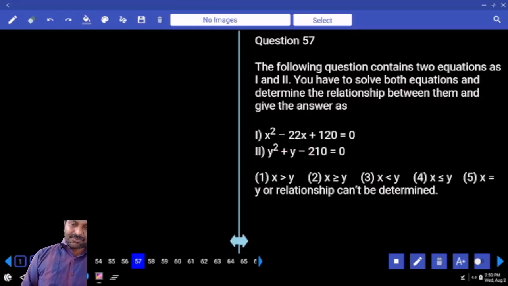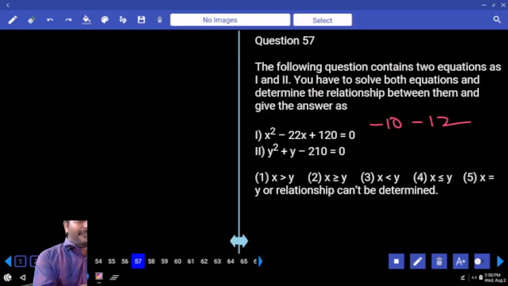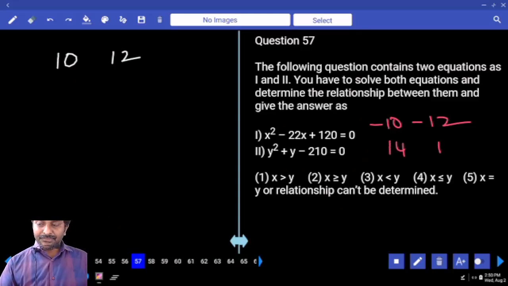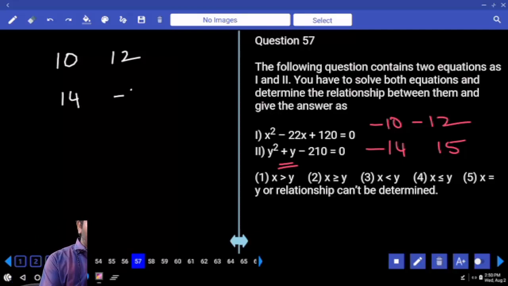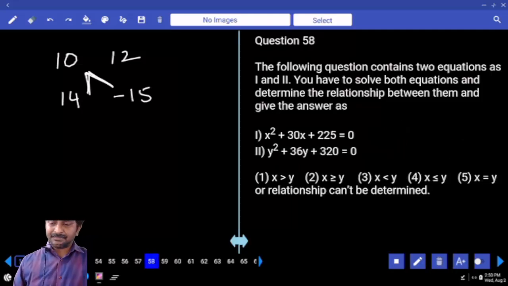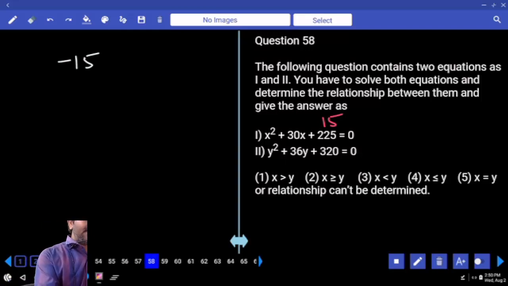Will it solve? Yes. Is it a free? No. 120 can be written as minus 10 into minus 12. Factors are 10 comma 12. 210 can be written as 14 into 15. Product must be negative number. One of the number of between 14 and 15 is a negative, but sum must be plus 1. So I'll take minus 14 plus 15. Then factors are plus 14 minus 15. This lies in between these two numbers. Relation cannot be established. This is 15 into 15 only. Then factors only one factor minus 15.